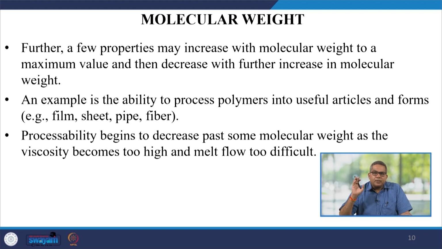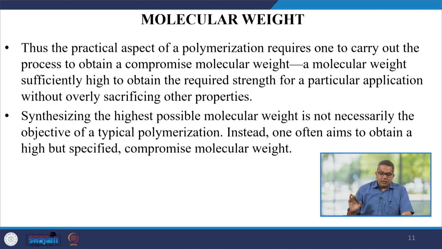Processability usually begins to decrease past some molecular weight, as the viscosity becomes too high and melt flow too difficult. So, you need to have an appropriate, optimum molecular weight to make the polymer processable. The practical aspect of polymerization requires one to carry out the process to obtain a compromised molecular weight, which is a molecular weight sufficiently high to obtain the required strength for a particular application without overly sacrificing other properties.